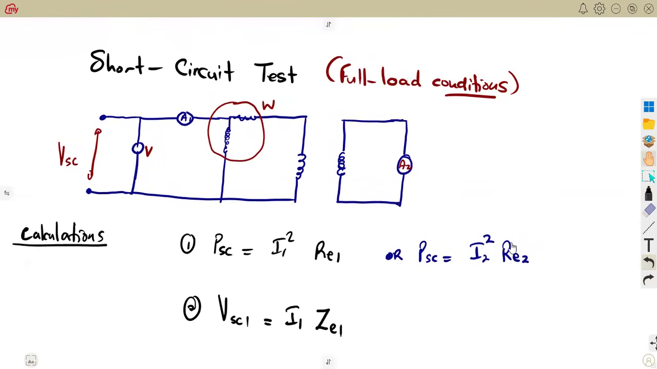What about the secondary side? On the secondary side, we are considering the reduced voltage applied to the secondary while the primary is short-circuited. So just like what we have on this one, that's going to be I2 times ZE2. So this is what we are going to have.